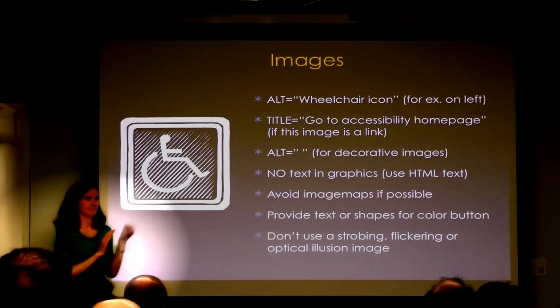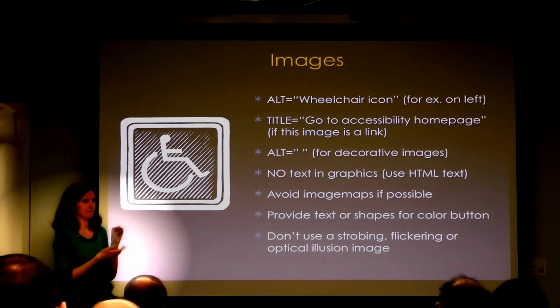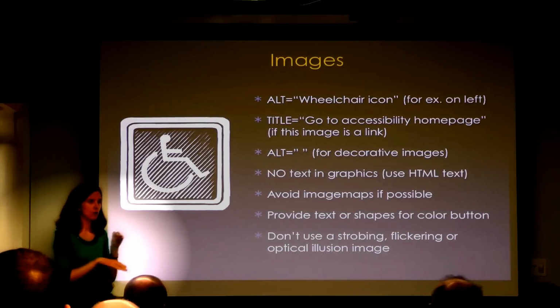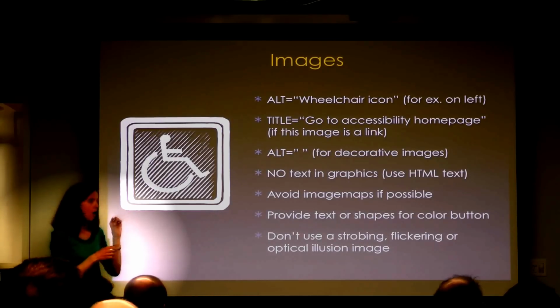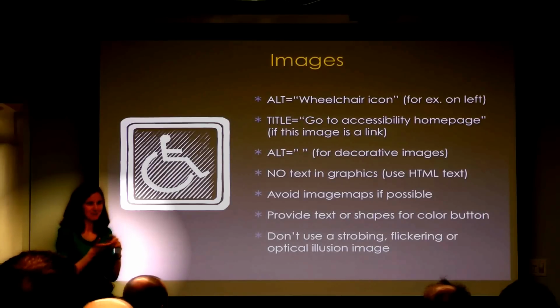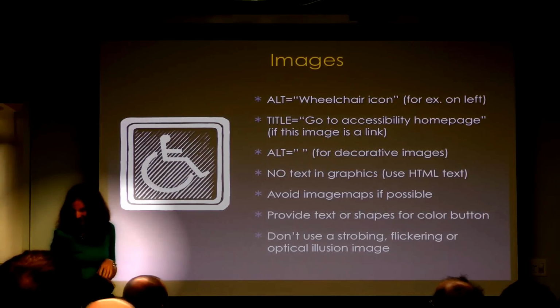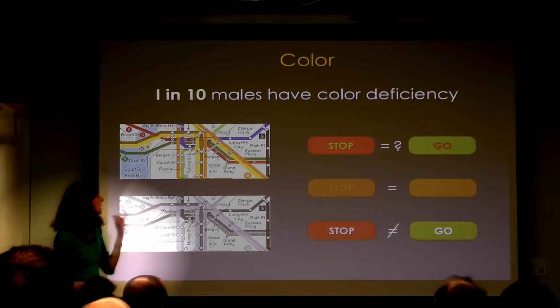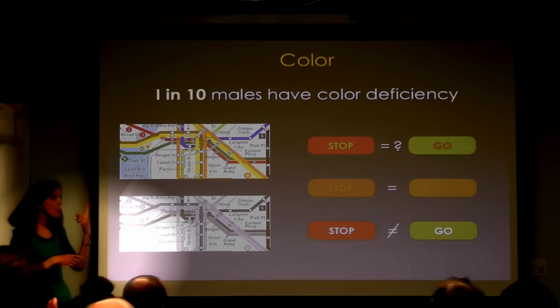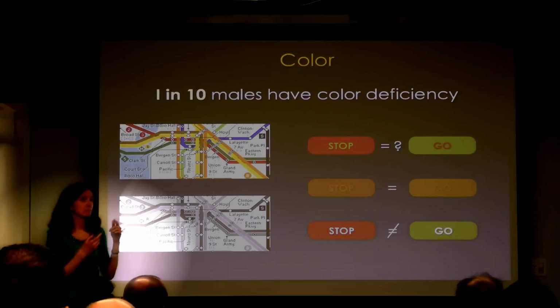And don't use strobing, flickering, or any sort of optical illusion, because people who have seizures will be sensitive to that, and they might not even be able to see or detect that. If it's something that's a slow or pulsating type of image, that could be okay. But something that's an optical illusion, I know maybe it's apropos for some websites, but it's usually not very accessible.